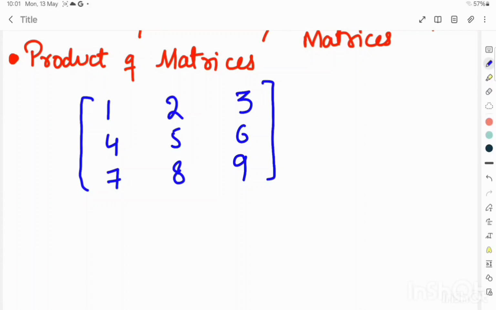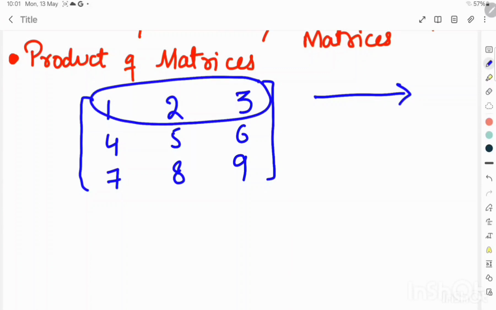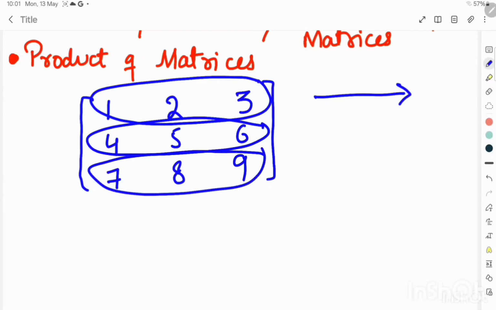There are two forms of numbers in this matrix. The numbers which go from left to right, like this, are the numbers which lie horizontally. These types of numbers are called the rows of the matrix. Here you can see that there are 1, 2, 3. The number of rows in this matrix is 3.